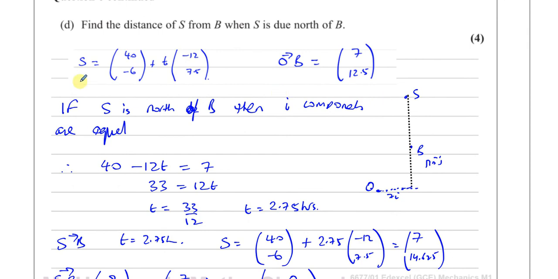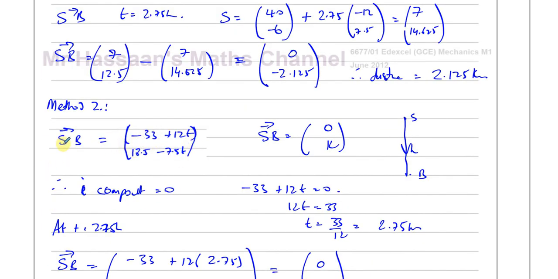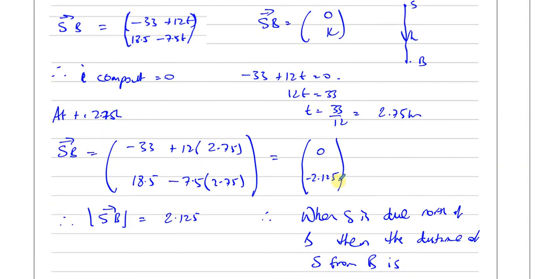Okay, so there's two alternative methods of finding the answer. The first one is if you had just not found the general equation S to B first. You just found the position vector of S and the position vector of B, and when they're due north of each other, the i components will be equal, and you end up with this equation. The second method is if you had found the general vector of S to B in terms of t first, and in that case, when S is due north of B, you go 0 in the i direction, so the i component of that vector is equal to 0, and then you get the answer in that way.